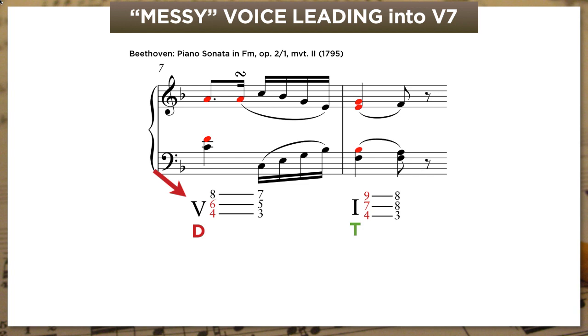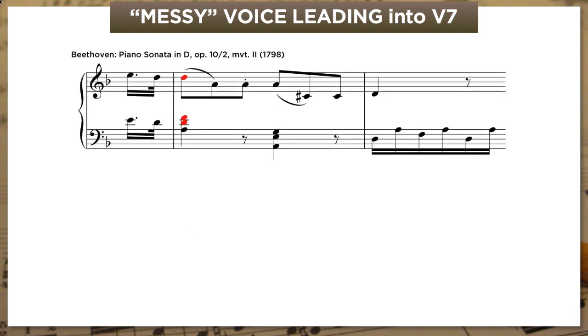I want to look quickly at three more instances of messy voice leading. In this one, from Beethoven's last Opus 10 piano sonata, we see a very common melodic pattern. The cadential 6/4 has scale degree 5 in the melody, which leaps down by sixth to the leading tone in the dominant chord. And all the other voices participate in this downward plunge as well. And this makes it feel like we're kind of crashing down tragically into that D minor tonic chord.